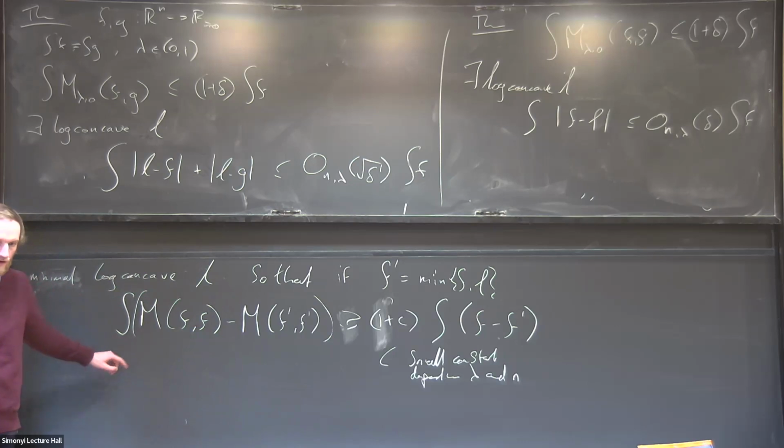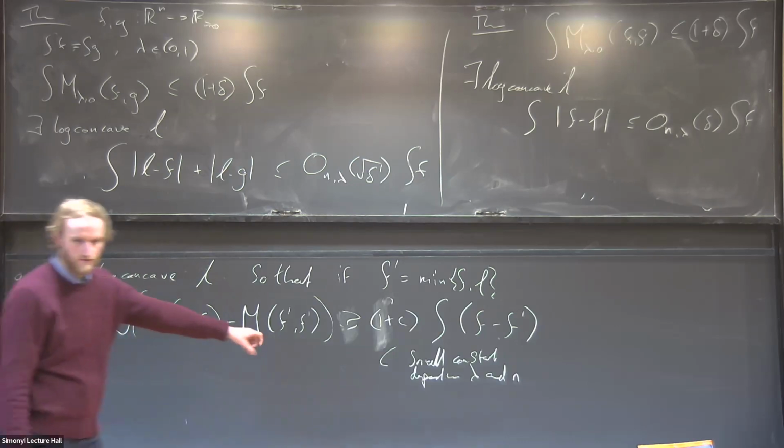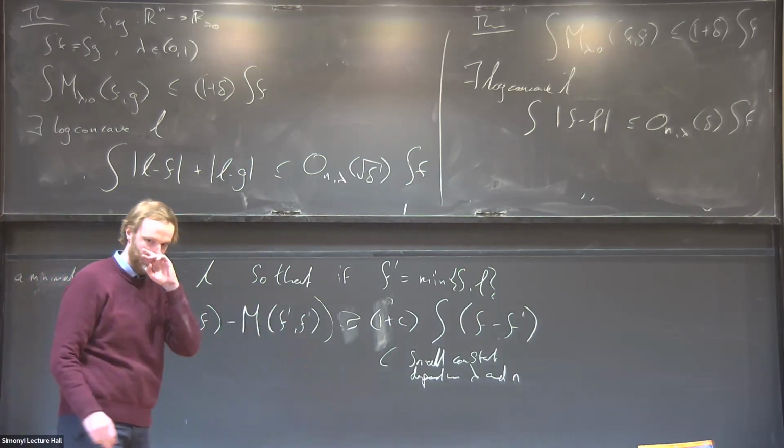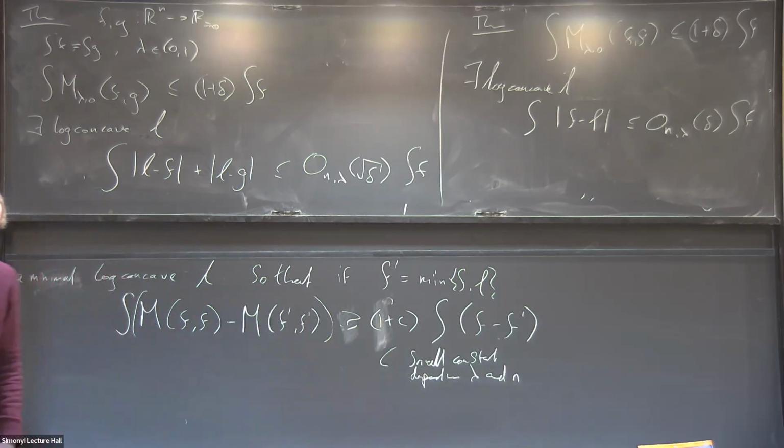But you fix C first. Yeah, you fix C first. C is just a constant depending on lambda. And now the L that you pick is just a minimal one for which this is positive. And this has the nice property.